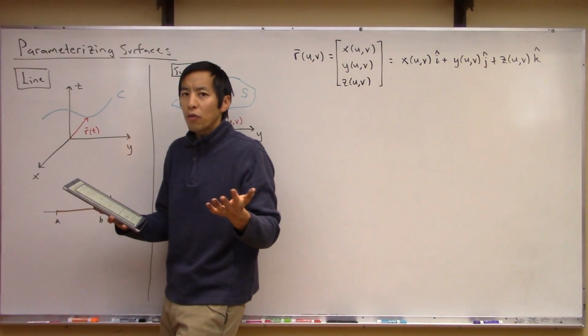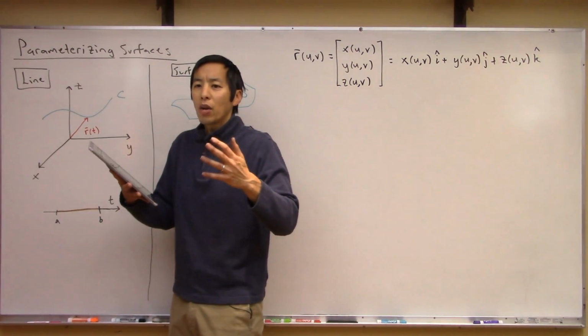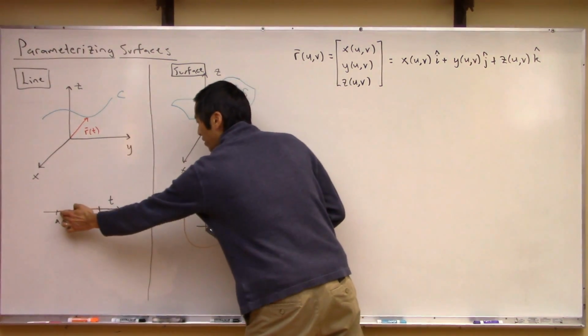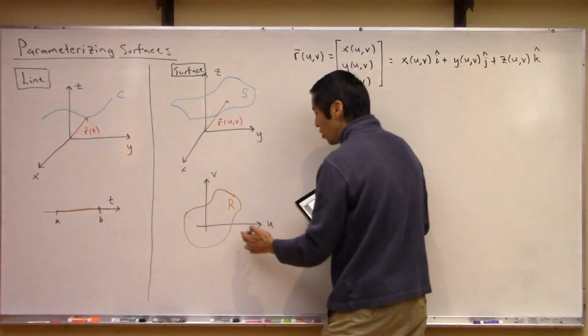Now, the idea with the surface parameterization is just adding one extra degree of freedom. So now what we've got is, instead of just having a single independent variable t, let's say you now have 2.